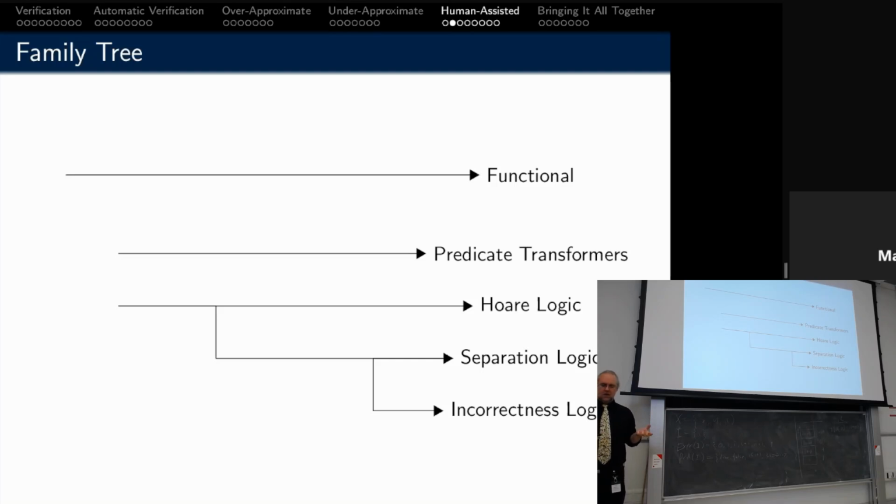Incorrectness logic then is, I'm going to be mean. Incorrectness logic is what happens if you've got people from this lineage who suddenly discover under-approximate analysis and go, oh wow, that sounds really useful. We should make a logic for it. Because, you know, that's what you do.